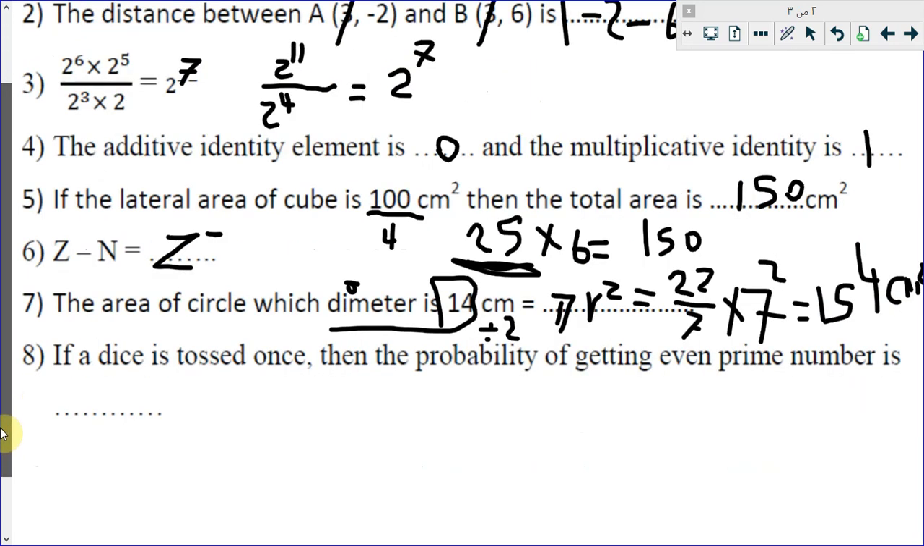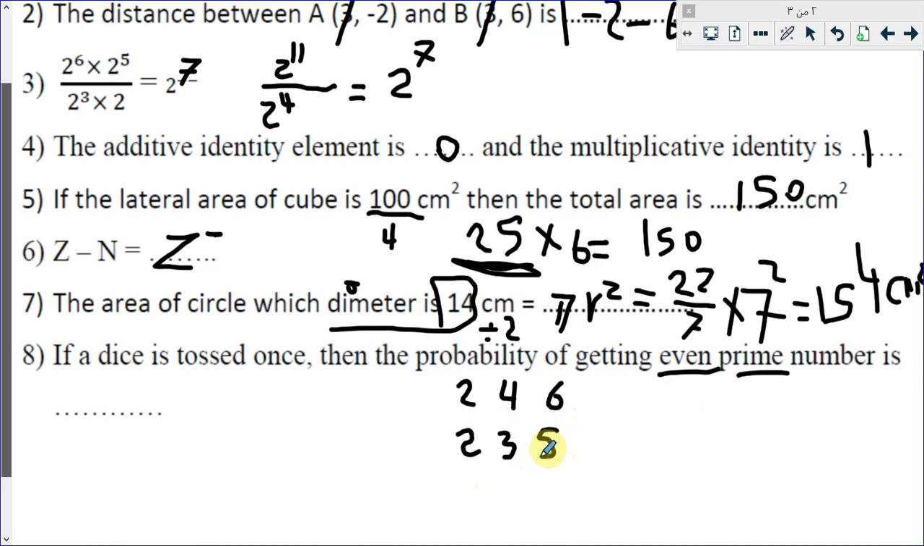The last question: if a die is tossed once, then what is the probability of getting an even prime number? He wants the number to be even and prime. How many even numbers are in our dice? We have 2 and 4 and 6. But what are the prime numbers in our dice? We have 2 and 3 and 5.